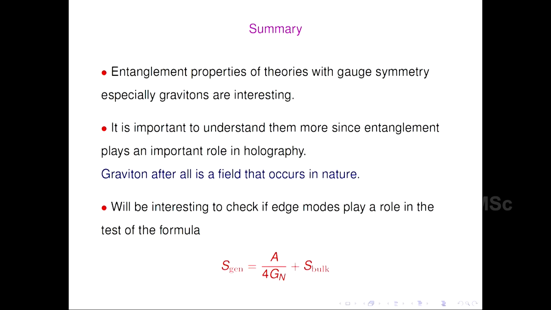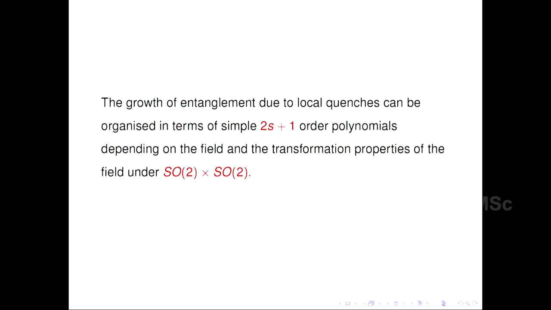So let me just summarize. The entanglement of gauge theories, especially of gravitons, is interesting, and it's important to understand more because it plays a role in holography. And of course, there are debates about whether you can actually split a region and so on. Because of the relevance of this formula, which is quite important in recent discussions of information loss, it's important to check how exactly these edge modes or this definition of S bulk plays a role. And as we saw, the growth of entanglement is controlled by these simple 2s+1 order polynomials. Okay, I will stop at this.